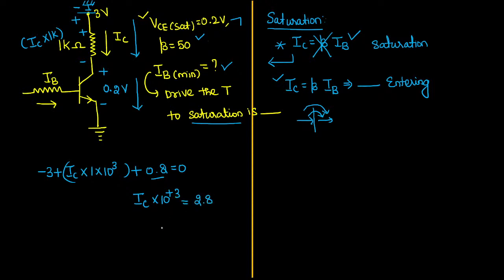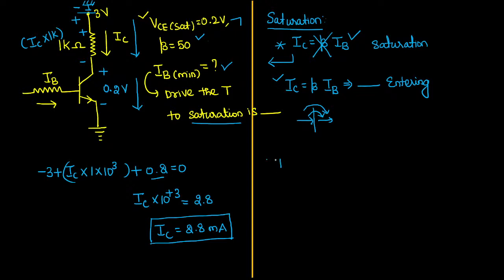I am passing it to the right side. I am just applying the relation. What is the relation that we are going to keep here now? So collector current IC equals 2.8 milliampere.